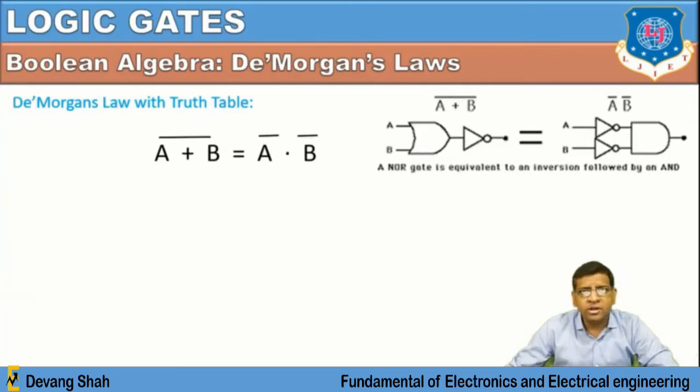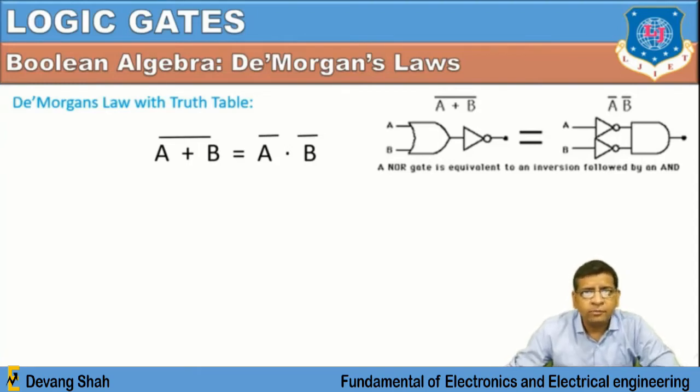So see, this is (A plus B) whole bar, that is equal to A bar into B bar, right? In this particular logic gate diagram, you can see the OR gate and then a NOT gate. That is equivalent to a NOT gate and AND gate. So the NOR gate you can also call a bubble AND gate or inverted AND gate, right? So this is the second important law of De Morgan's laws. From that you can also verify that particular Boolean function with the help of a truth table.